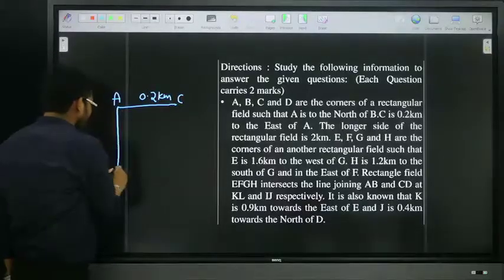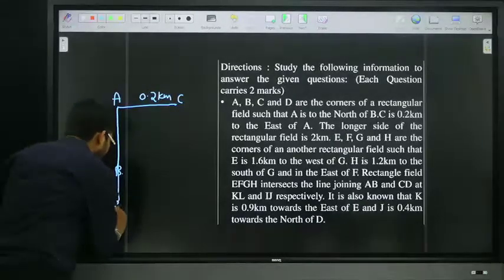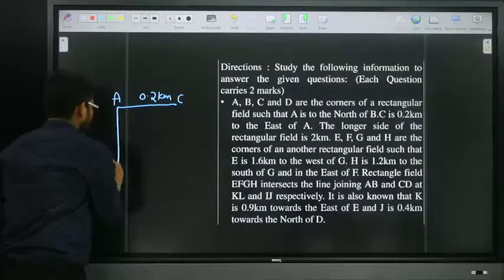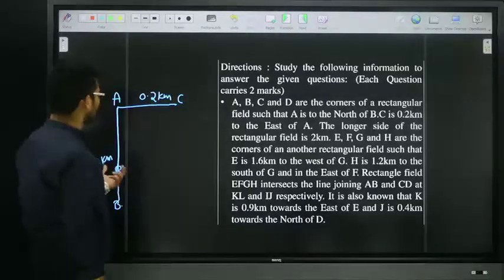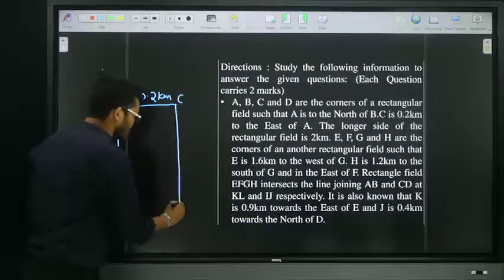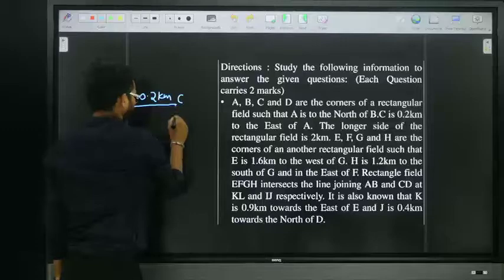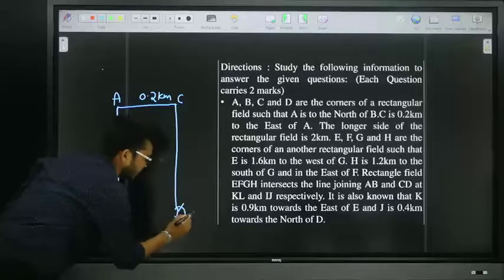The longer side of the rectangular field is 2 kilometer. So when this one is 2 kilometer, then this one is also compulsorily 2 kilometer. This one is for D.